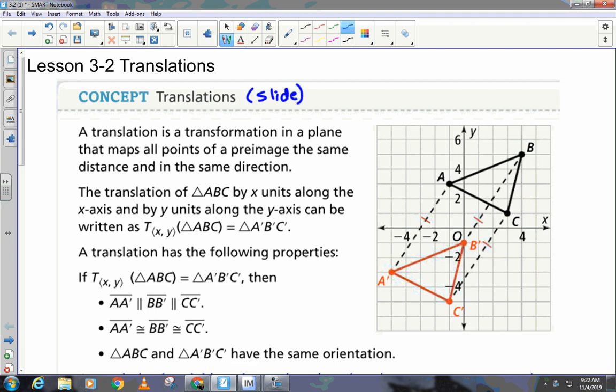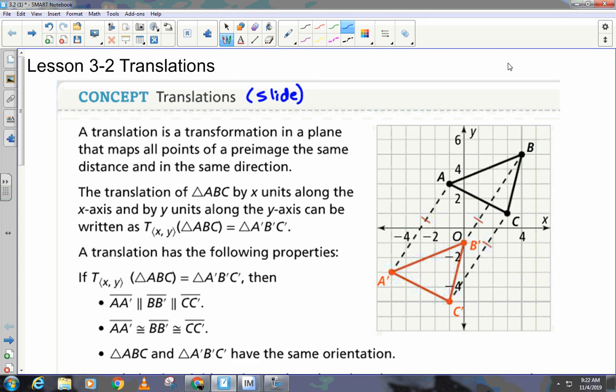Okay, so it takes and moves something the same distance in the same direction. The translation of a triangle by x units along the x-axis and by y units along the y-axis can be written like this. And so they use a capital T, and then you see how it's got little, they're not parentheses, but they're little sideways V's. Okay, that's called vector notation. And so you have an x and a y, and then it puts the triangle ABC and then equals triangle A prime B prime C prime.